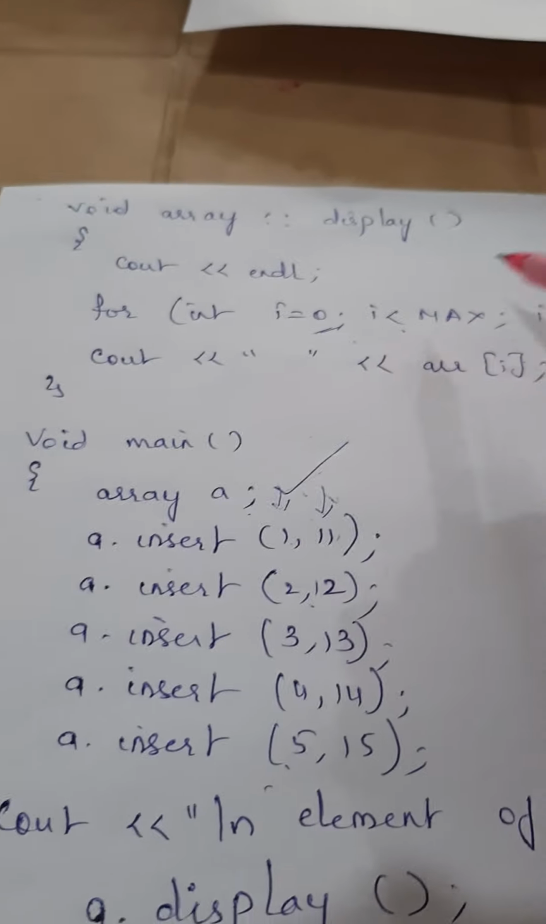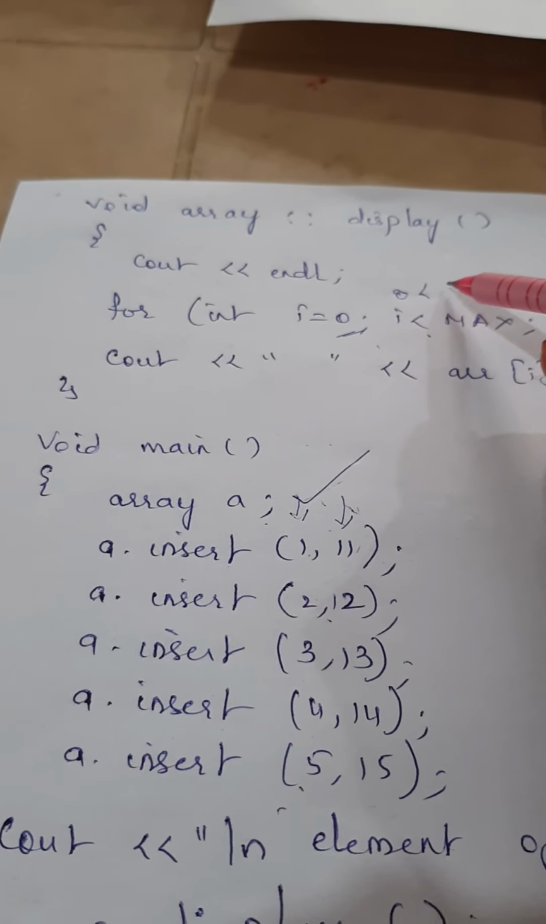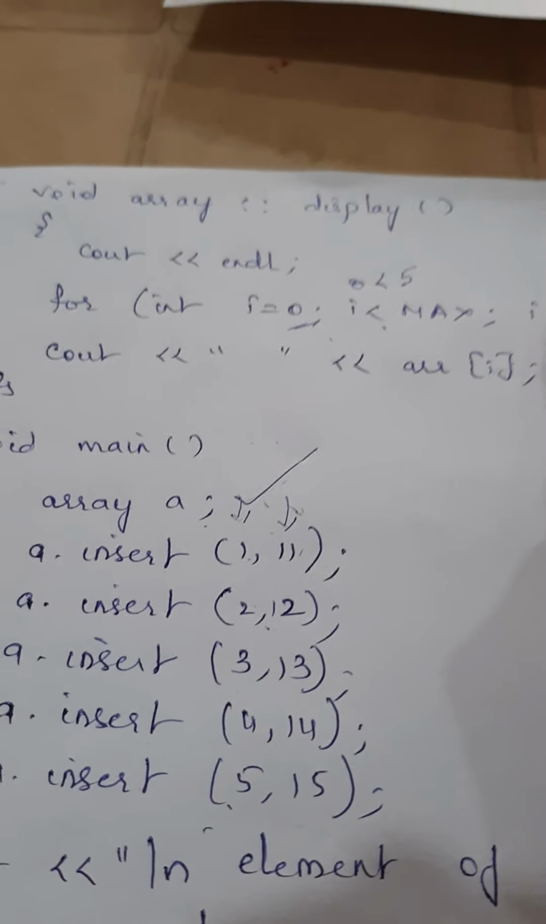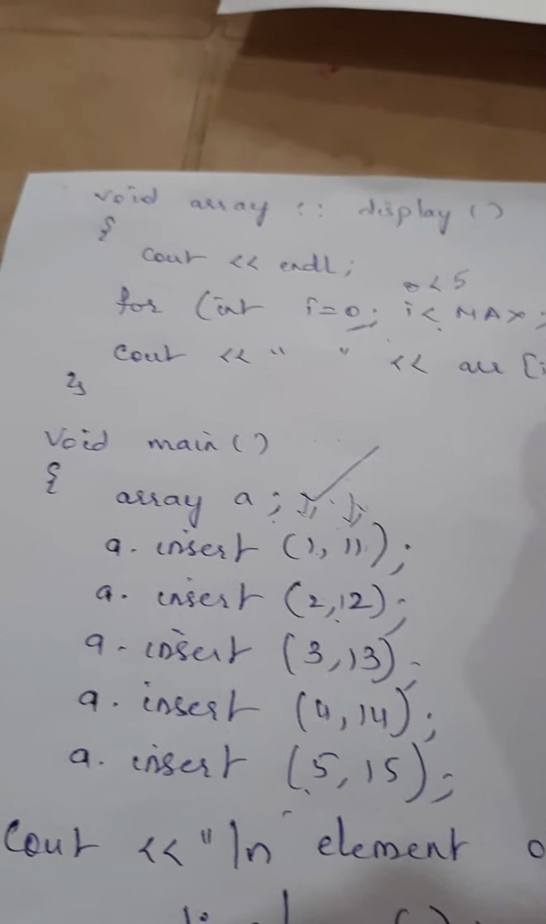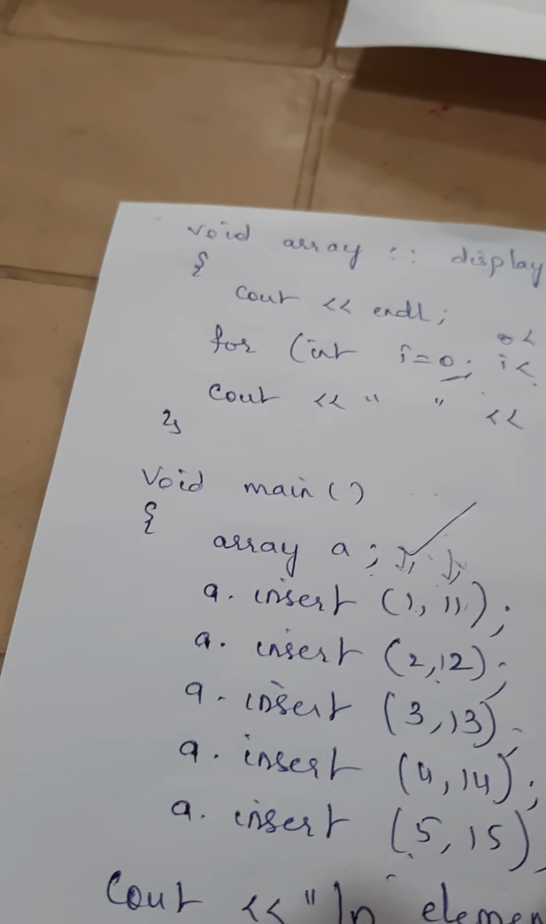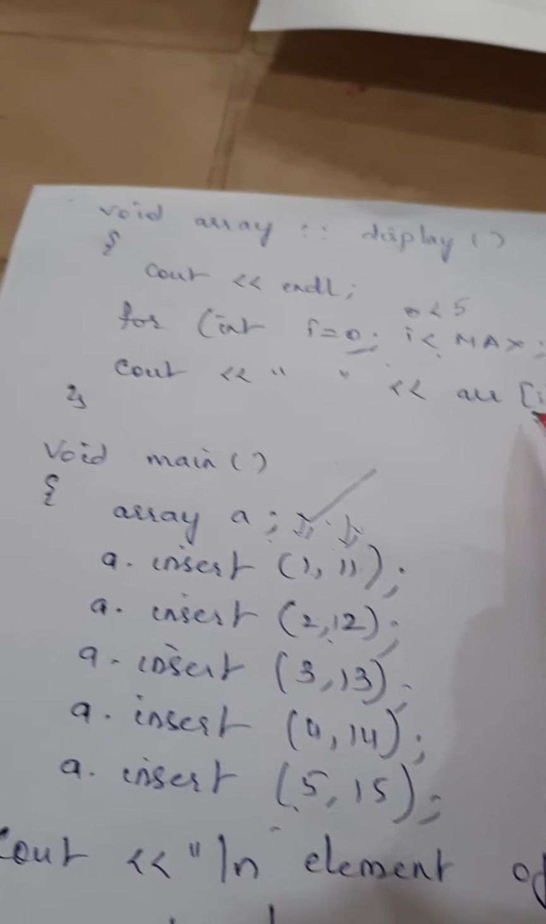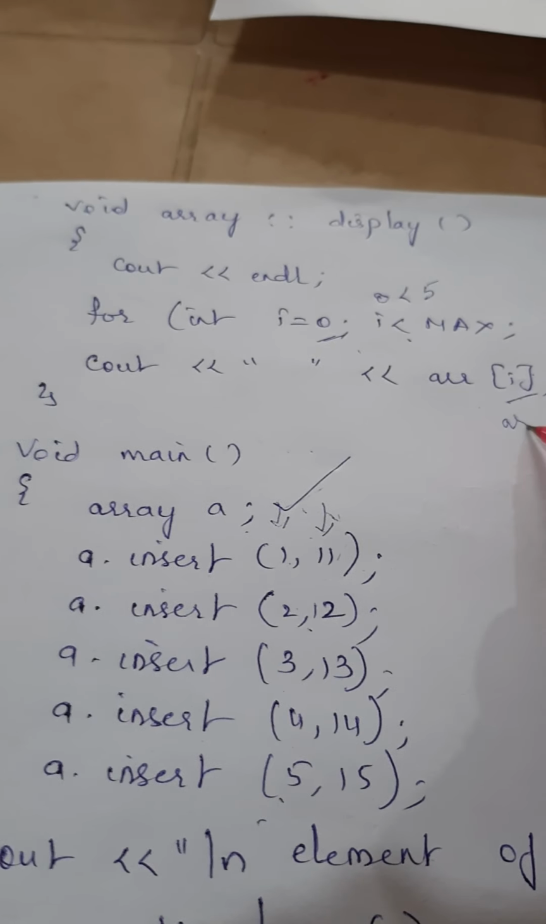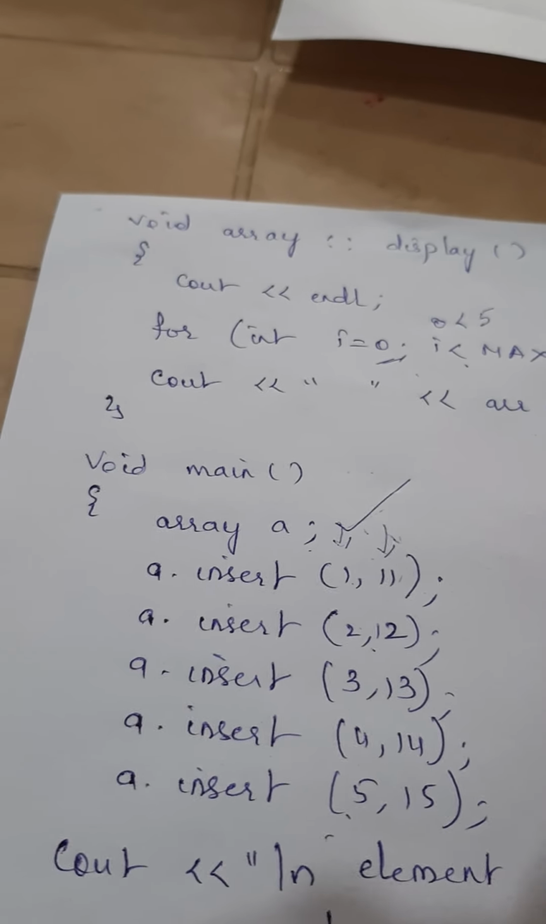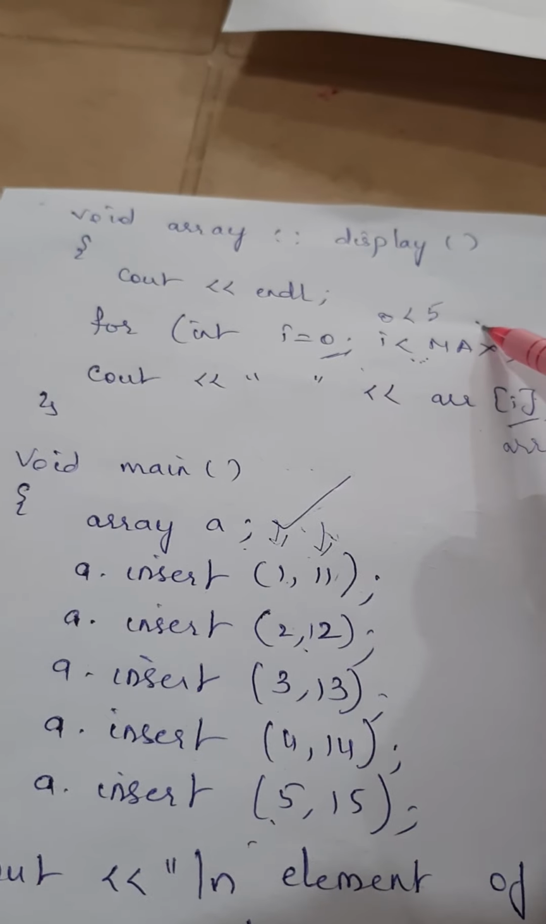Then I is less than max. 0 is less than, what is max value? 5. I plus plus, increment the I value. So here what is happening? Array of I should be printed. So what is array of I now? Array of 0. Okay, now since 0 is less than 5, the condition is true.